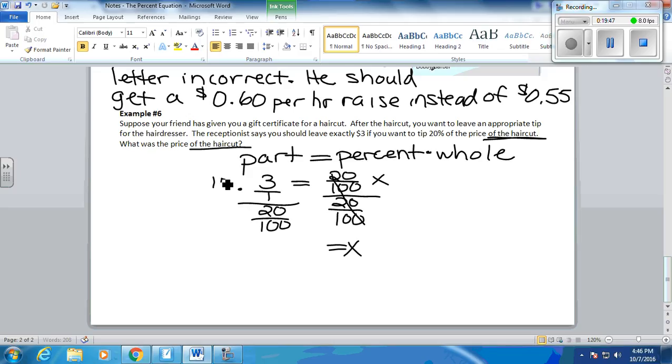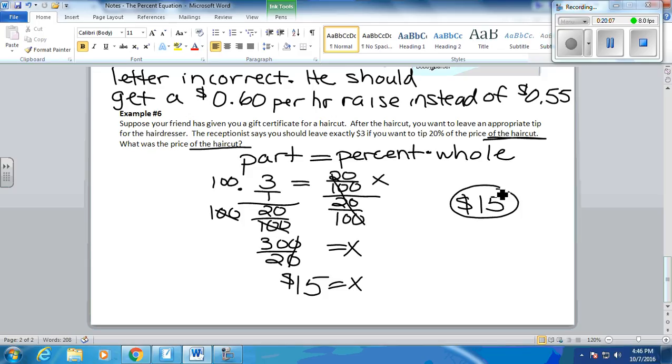I'm going to multiply the numerator and denominator by 100. I'm left with 300/20ths. I can cross off my zeros. 30 divided by 2 will give me 15. So that meant that the price of the haircut was $15, and that the total amount that was actually spent is going to be 18.